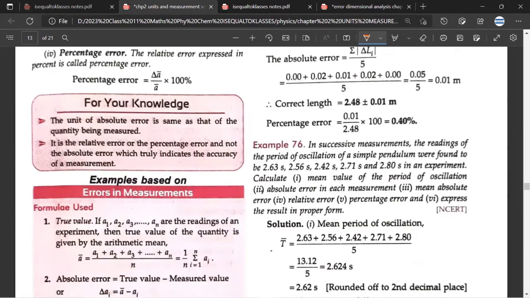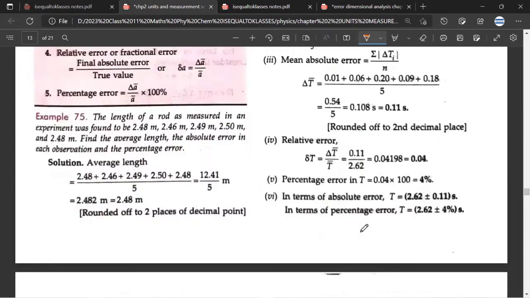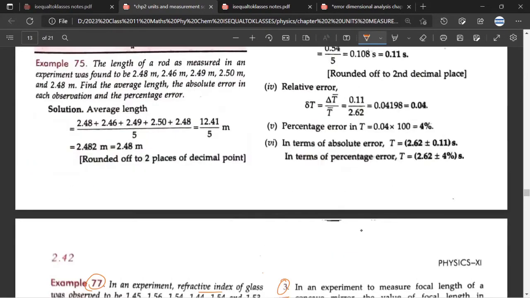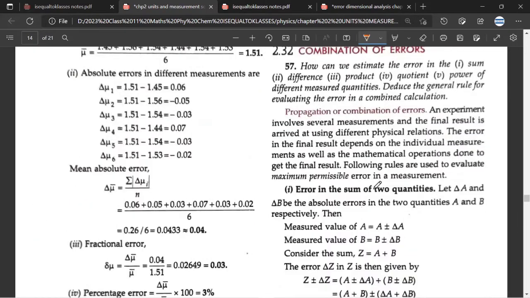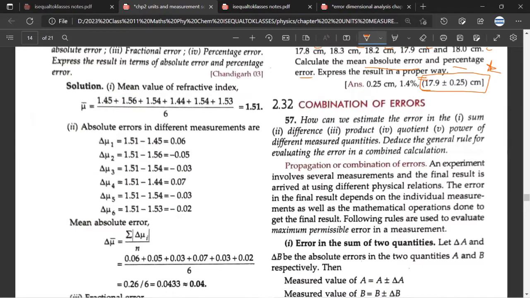Another kind of experiment that you might be doing is you are measuring the period of oscillation of a simple pendulum. Now 1, 2, 3, 4, 5, you were able to get 5 observations. Now how do you present the data to your teacher? Your final data should look something like this: 2.62 plus minus 4%. What does this mean? How do we arrive at this point? That is what we will try to cover in this lecture. And in the second lecture, we will try to understand this combination of errors.